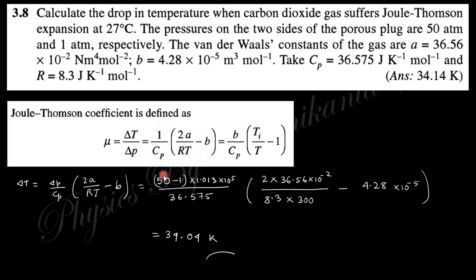Put these values in. Delta P is nothing but 50 minus 1, 49 atmospheric pressure, which is converted into Newton per meter square. The Cp value is given here, and this is 2a, this is RT, and minus b. Put these values in and you will get this answer.